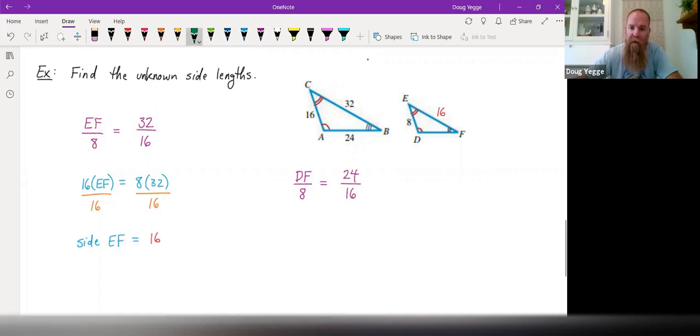Well, why don't we do it the other way as well at this point? If we divide the numerator and denominator by 2, that gives us 12 over 8. And now we could see that the denominators are the same. So that must tell us that side DF is equal to 12.